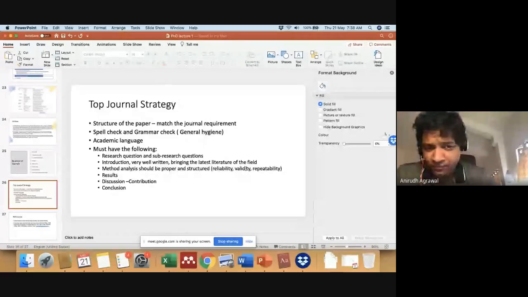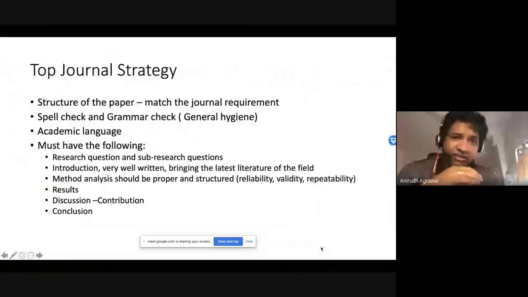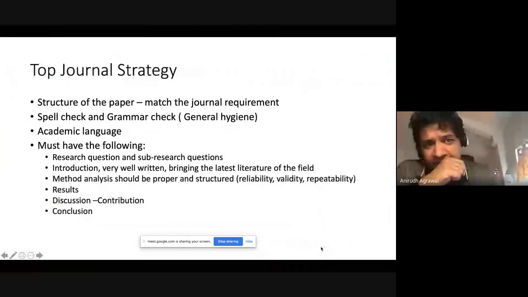So how do you get past the desk of the top journals? In order to avoid a desk reject, the structure of the paper should match the journal requirement. Every journal has a requirement, and your paper should match it. Spell check, grammar check, it should be clean. If the general hygiene is bad, the paper will be desk rejected. Academic language should be academic.